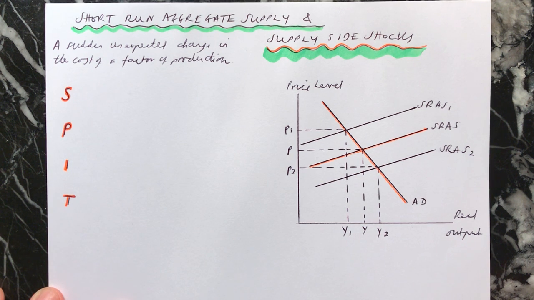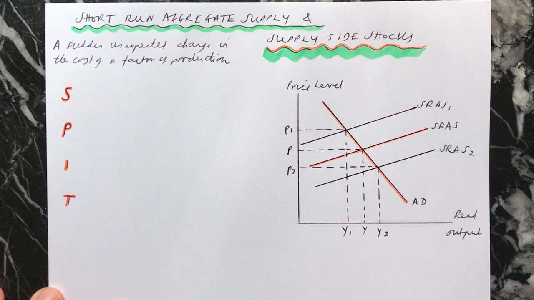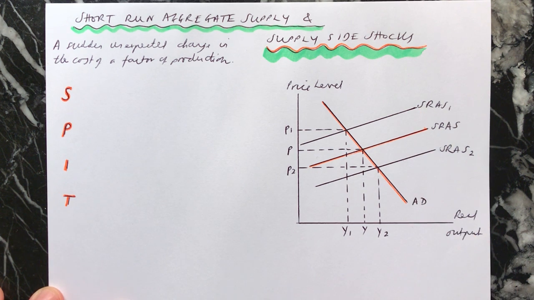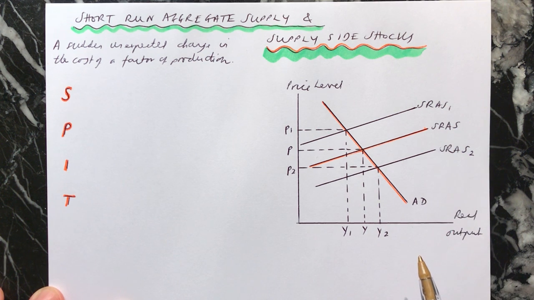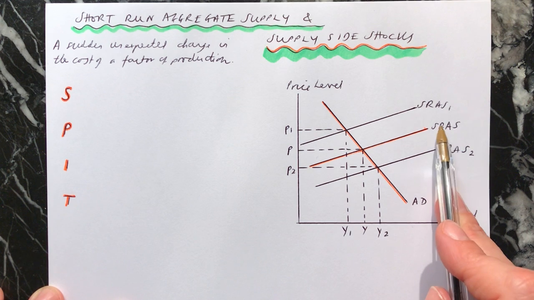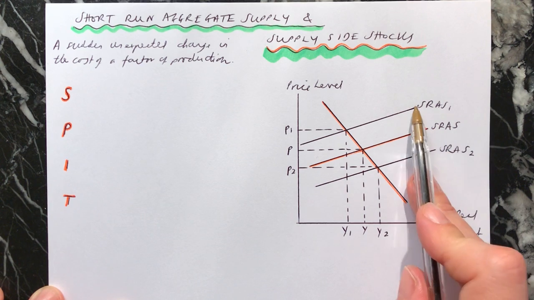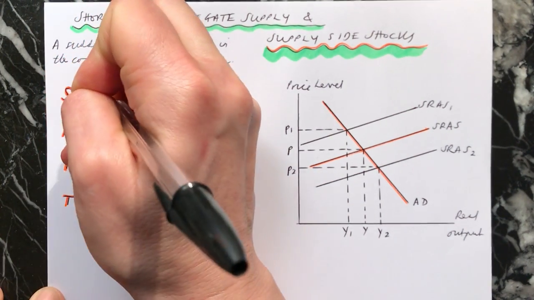But actually, you could have a sudden change in the cost of a factor of production, and this will cause your short-run aggregate supply curve, so what your economy is capable of producing in the short run, to either shift to the left, so a decrease in what the economy is capable of producing, or a shift to the right, an increase in what they're capable of producing. So remember, left is less and right is more. So left is less.